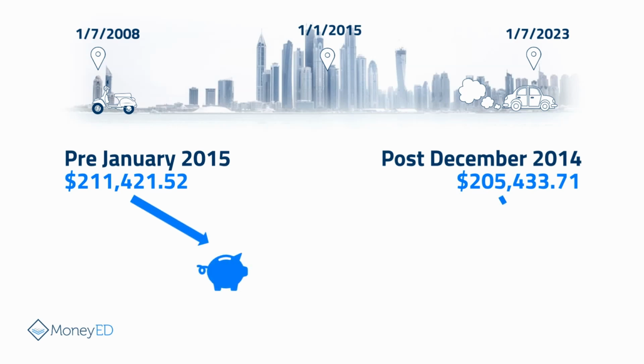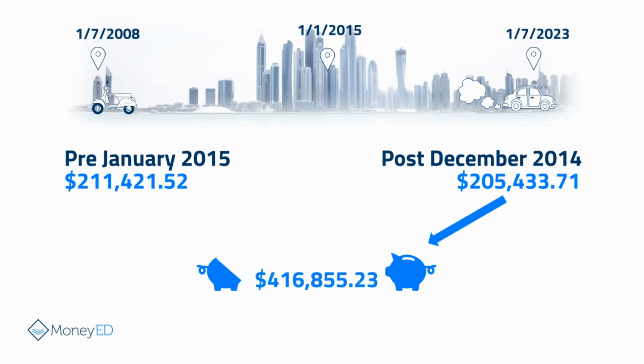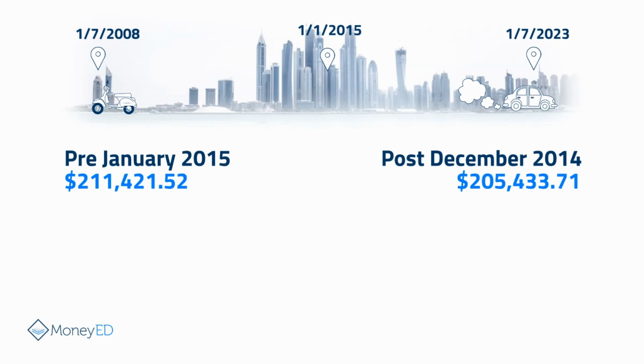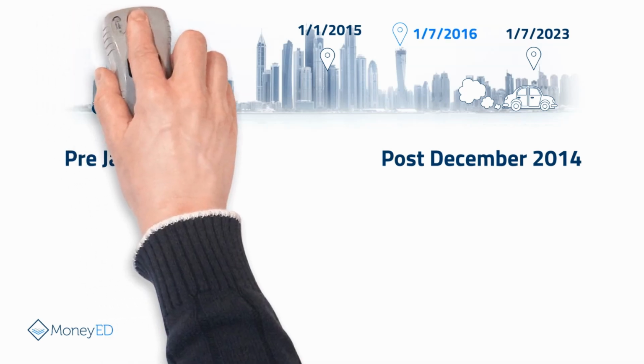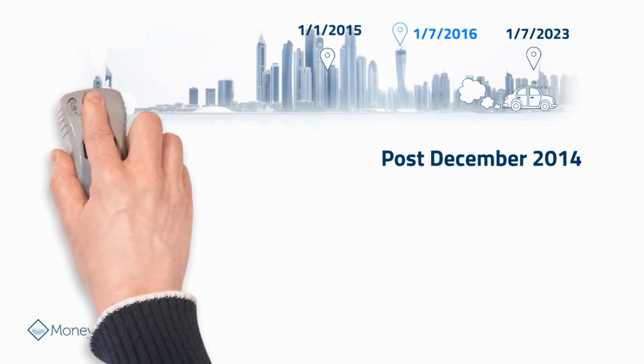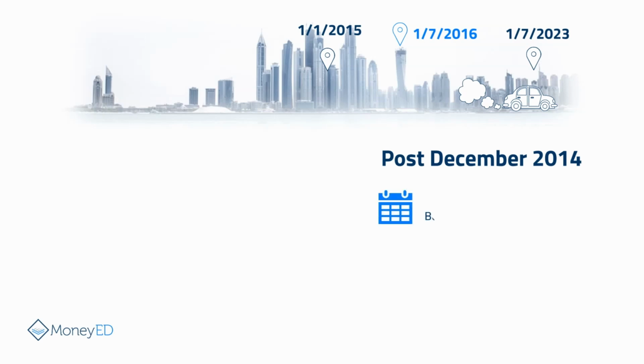$211,421.52. By adding both parts of the formula together, Kelly has a total defined benefit of $416,855.23. If Kelly had joined on or after the 1st of January 2015, for example 1st of July 2016, she would only need to use the post-December 2014 part of the formula, and her benefit service would be 7 years.